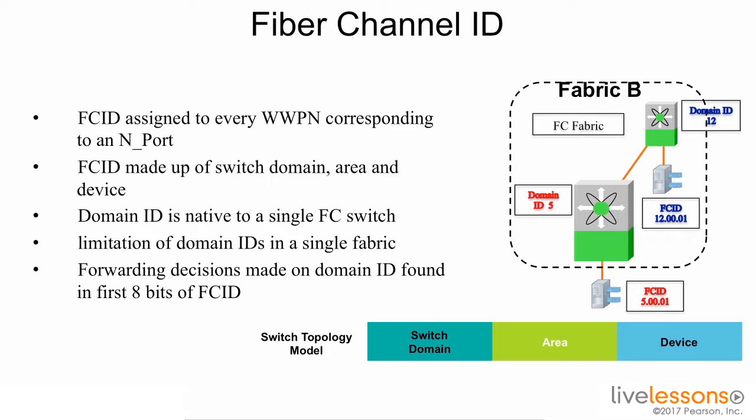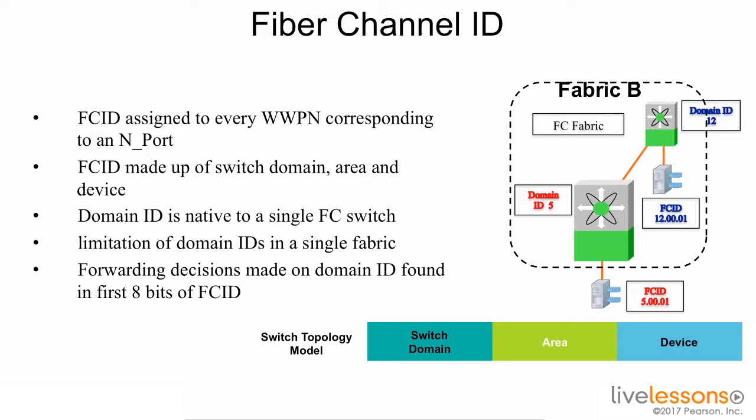The domain ID is native to a single Fibre Channel switch. So for instance, in my graphic you can see that one switch has a domain ID of 5 and the other one has a domain ID of 12. There are a limited number of domain IDs in a single fabric. There's a theoretical number that's over 200, I believe around 236, and there is a tested number which I believe is around 75.